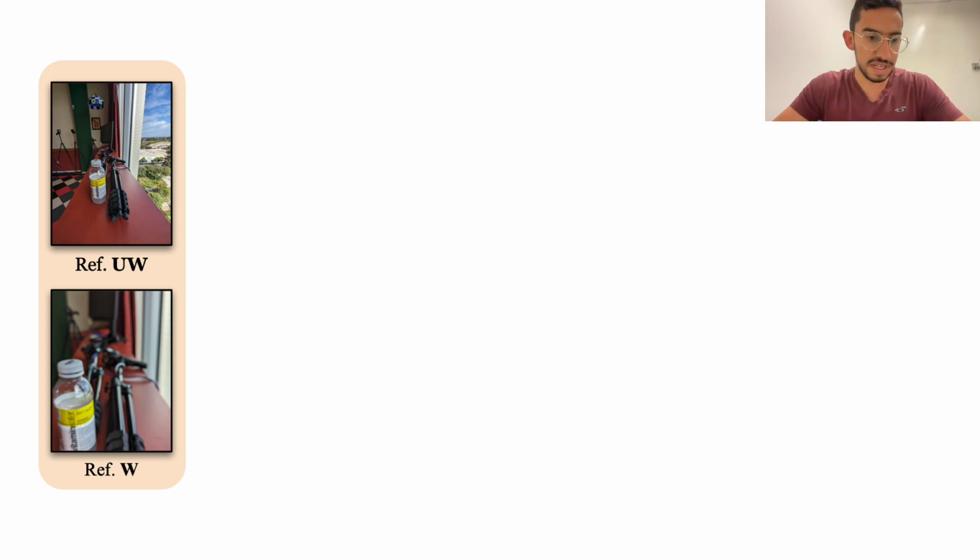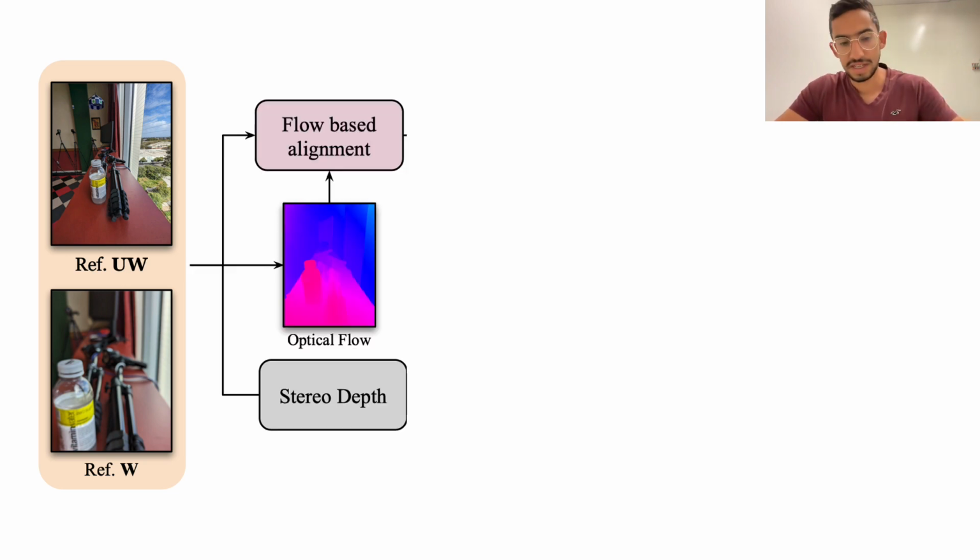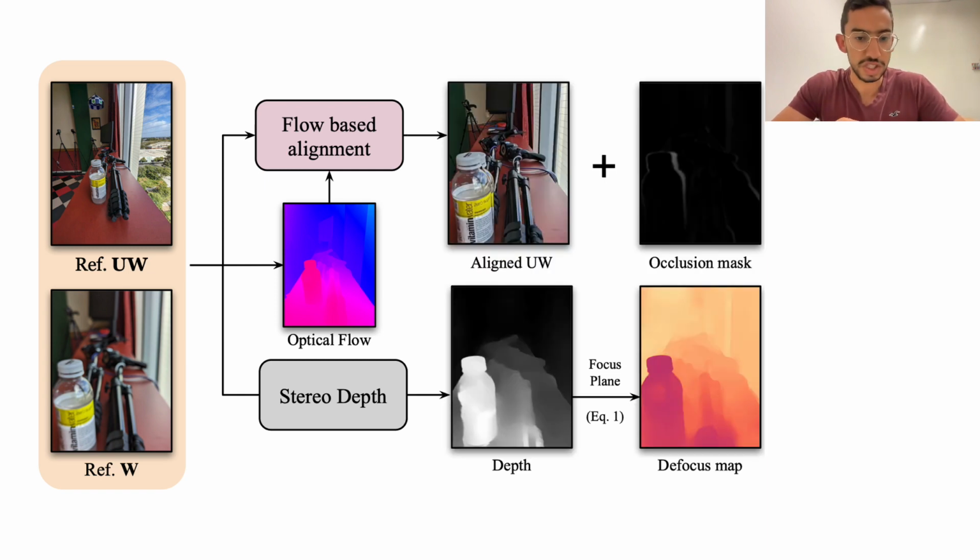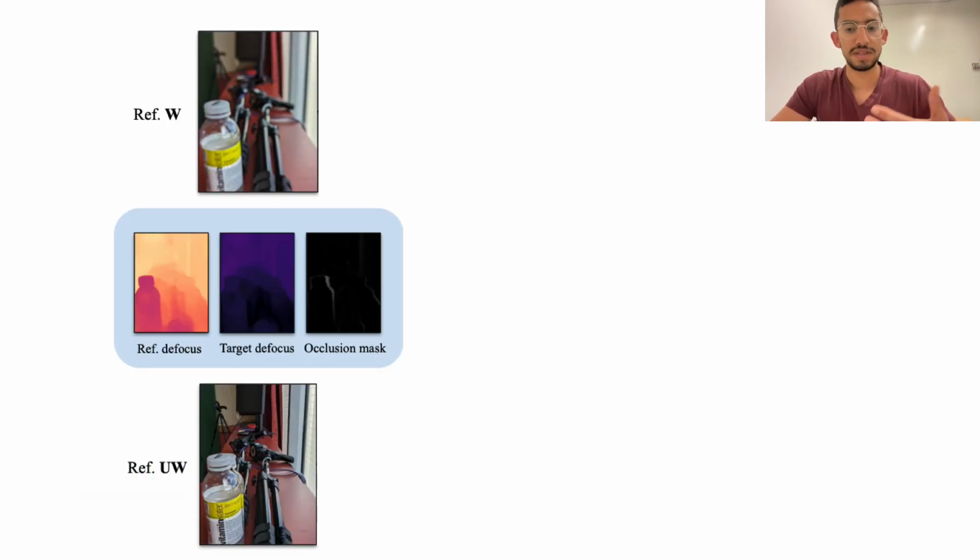The way we process the data is as follows. You have the input ultra-wide image and the input wide image, and then we do flow-based alignment and compute the depth map with stereo. Then we get the aligned ultra-wide, and since there is some occlusion, we get some artifacts on the edges, so we also generate the occlusion mask. From the depth map, we compute the defocus map associated with the input wide image. Once we process the data, we give the network the input wide image, the input ultra-wide, the input defocus, and the target defocus.